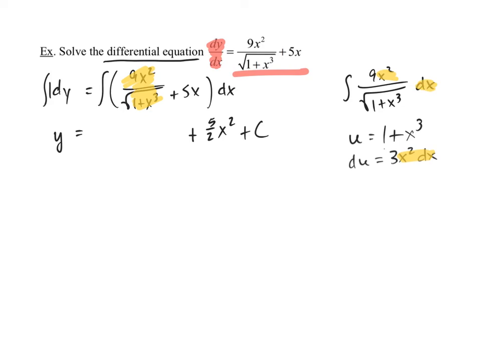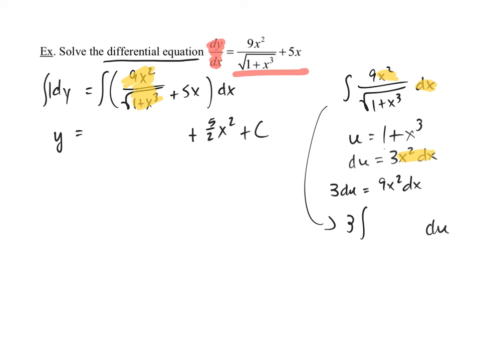Now the problem is that in the integral I have a 9, and in this equation right here I have a 3. So here I have a 9, here I have a 3. I want to make this 3 look like that 9. So I'm going to multiply both sides of this equation by 3, and that's going to give me 3 du is equal to 9x squared dx. What that means is that my 9x squared dx is going to get replaced with a 3 du. So this is going to equal 3 times the integral of du.